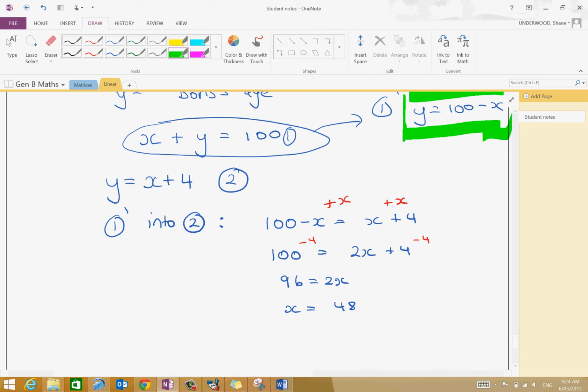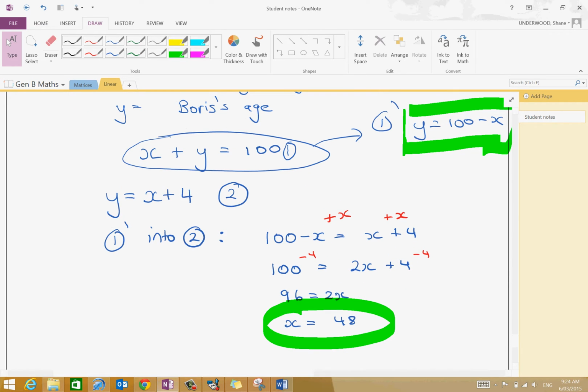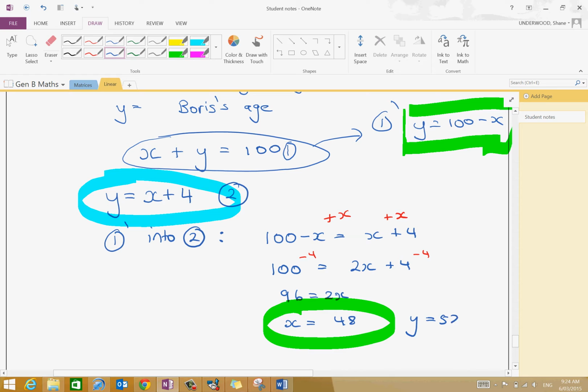Now there's no point telling me what x is, but if Bella's age is 48, given that equation 2 says that Boris is 4 years older than Bella, how old is Boris? 52. Now, do we finish like this? No, because can someone put their hand up and tell me what's the last step? We need to interpret the question. In English, thank you.